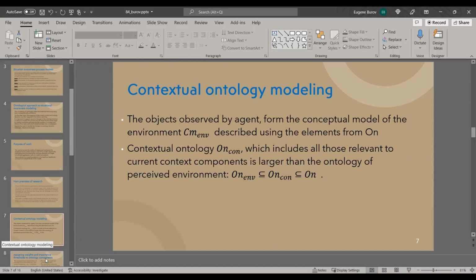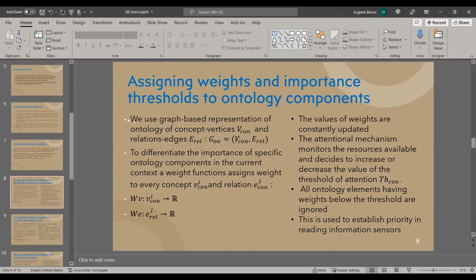We use a graph-based representation of ontology based on vertices and edges, and we weight every vertex and edge with a corresponding weight. Also, we introduce the threshold of attention, which says which elements of the ontology will be taken into consideration in this state and which will be ignored. In this way, our attentional mechanism works like in humans, because we also have limited computational resources and capacities available, and we always select what to think of and what to ignore.